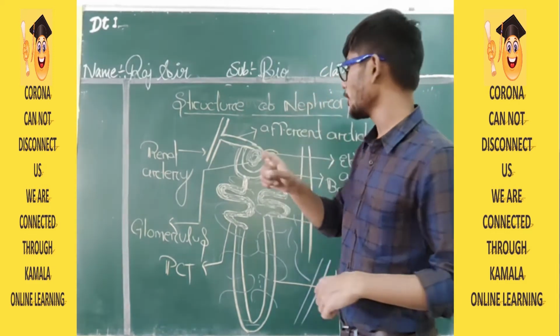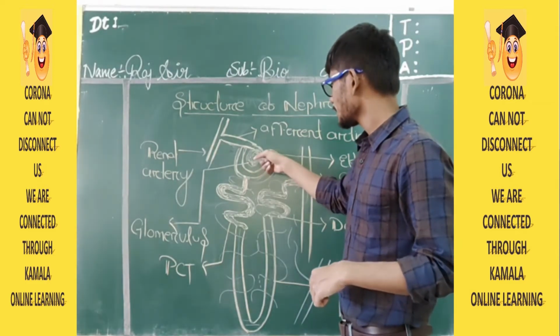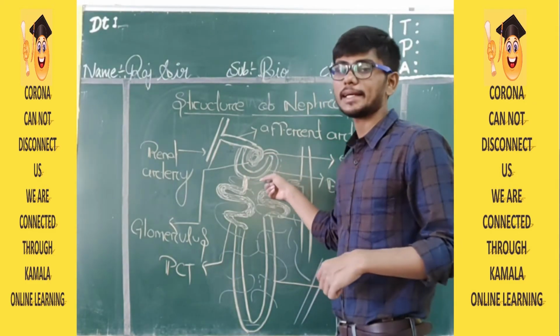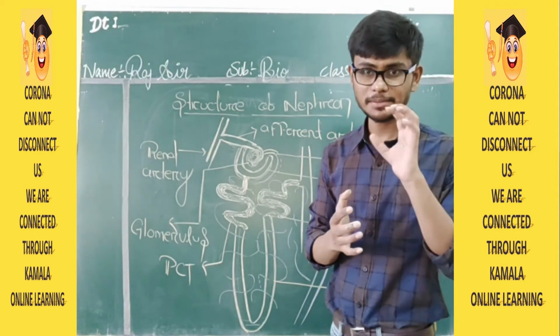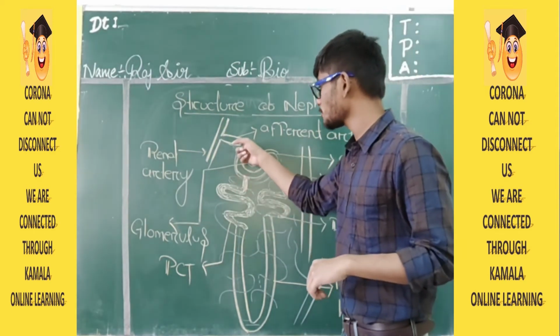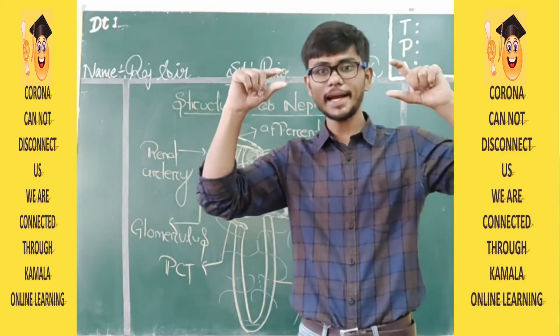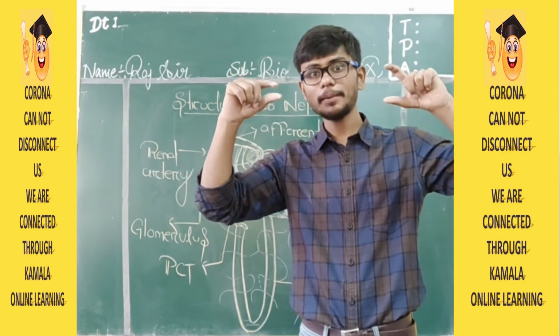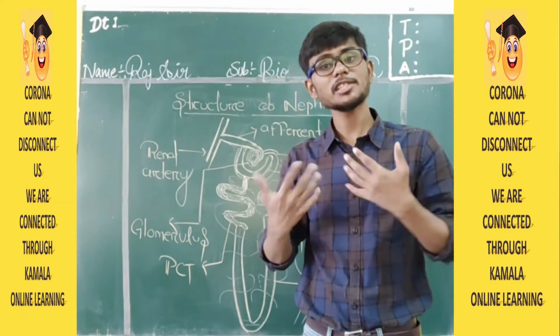Efferent arteriole is broader. Now the afferent arteriole will come into the glomerulus, and from the glomerulus the blood will go out again through which arteriole? The efferent arteriole. Please remember, students, the afferent arteriole is broader than the efferent arteriole. When one end of an object is broader and the other end is narrower, what will happen? The blood will go by exerting much pressure.